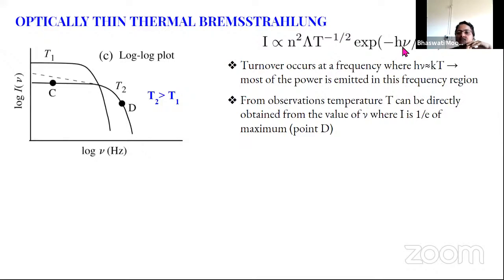the power minus half. This term is close to 1. But when it becomes 1 by E of it, as I increase nu, this term becomes larger and larger until this exponent becomes -1. Then it will be this term into 1 by E, and that is the point D. Now where did that happen? It happened at the frequency nu, which means that this is at the frequency where h nu by kt is equal to 1. So I know which frequency it happened at. I know h and k, these are all constants, and so I can determine the temperature.